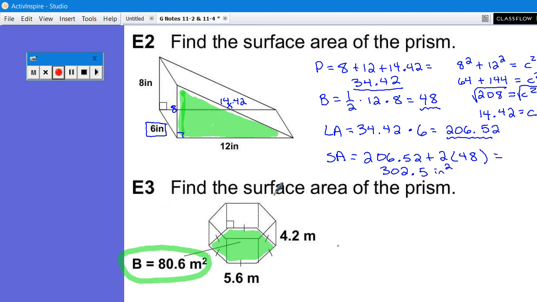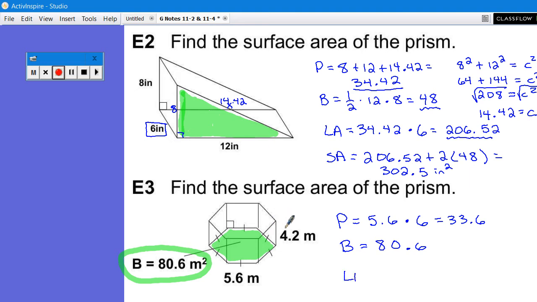So when you do this, perimeter is our first thing we deal with. We know it's regular because it's got all these congruency marks, so all you need to do is take the length of one of the sides, which is 5.6, times the number of sides, which is 6 because it's a hexagon. And when you multiply that, you're going to get a perimeter of 33.6. The area of the base is already given to you, so they've kind of made it a little bit easier here. They've given you 80.6 for the area of the base. Don't make yourself do more work than you have to. They've already done the area.